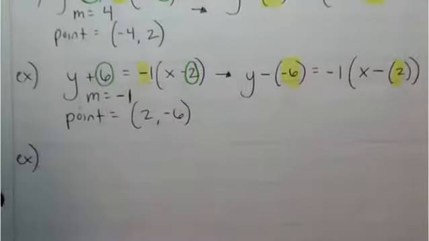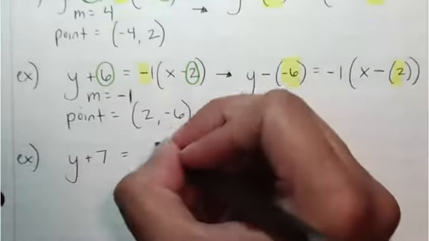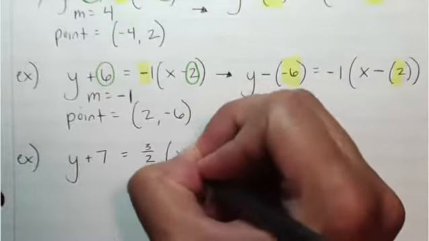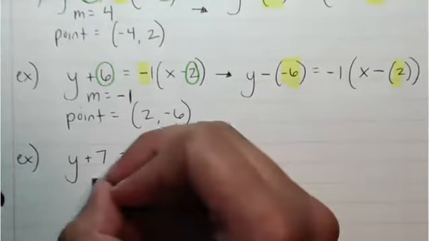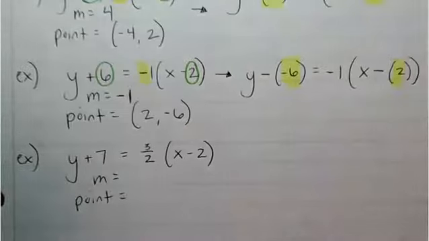Okay, let's just try one more. Try this one by yourself. I'll give you a couple minutes to work on that. Let's do y plus 7 is equal to 3/2 x minus 2. Again, find the slope and find the point.